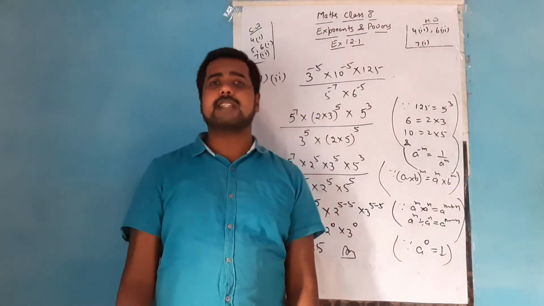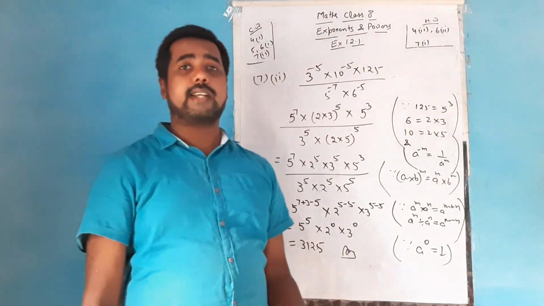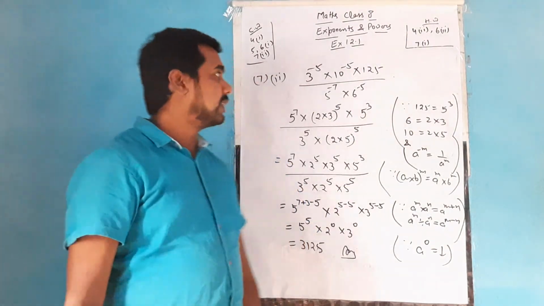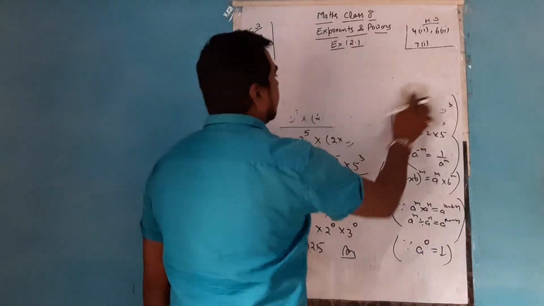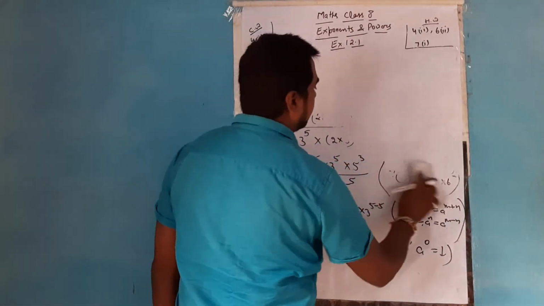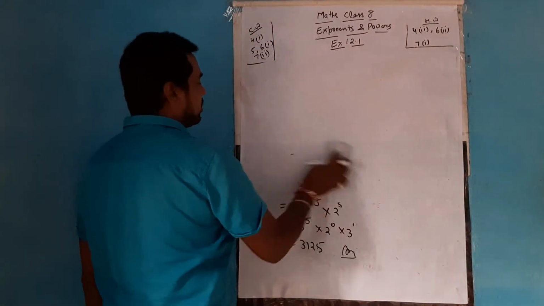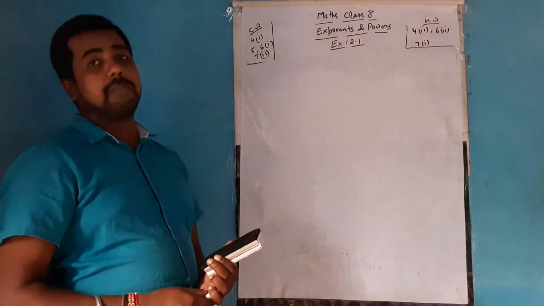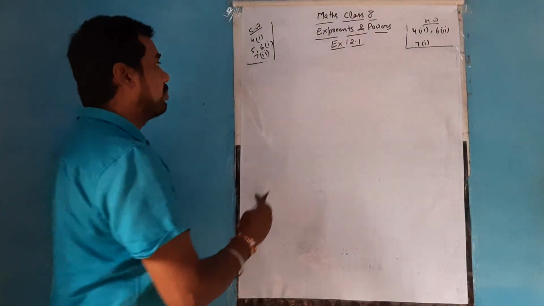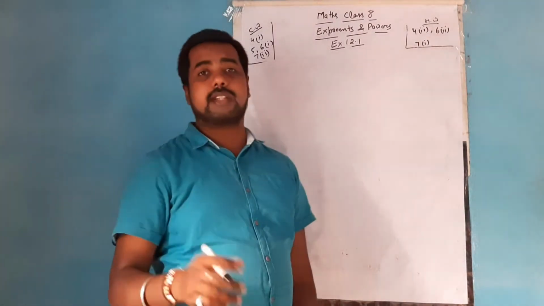The second exercise is based on the concept of standard form, which you have already studied in class 7, to write the numbers in the standard form. Although I'll start the exercise in the next class, I'm just giving you a hint of how we used to write the standard form. Like if a bigger number is written, like the distance between the sun and the moon, you have already seen that.